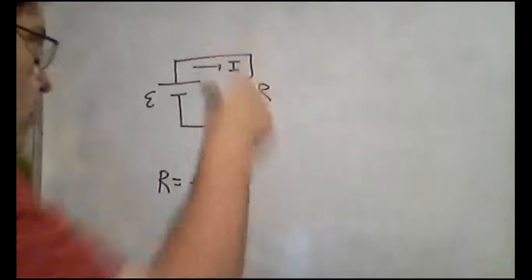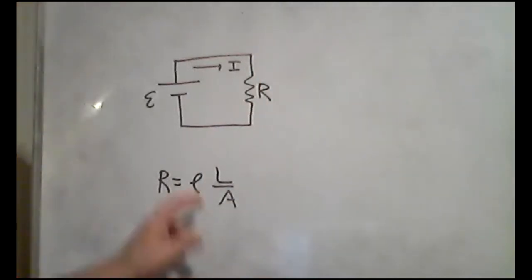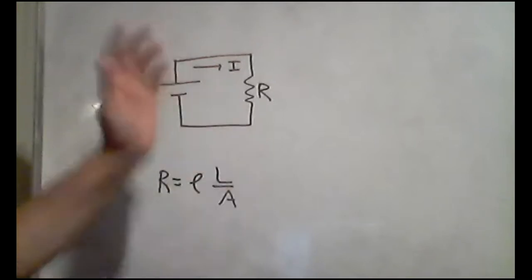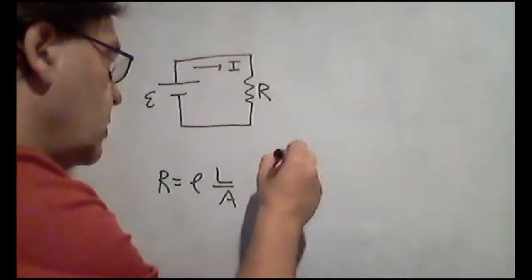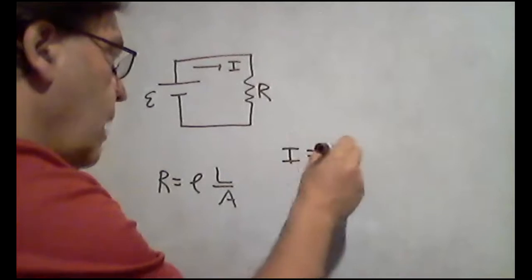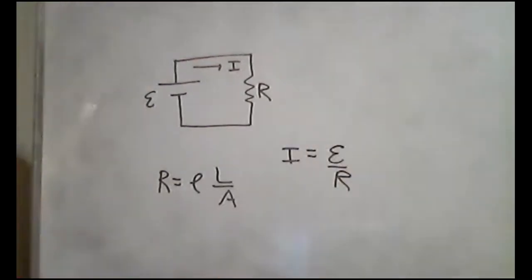I'm not changing the material of the circuit. The resistivity is the same, and I'm not changing the resistor at all. I pick a resistor off the shelf and look at it: you are 100 ohms or you're 250 ohms. Irrespective of what circuit I plug it into, the resistance is not going to change. But the current will, because the current is epsilon over R. So if I change the battery, I'll definitely change the current, not the resistance. Resistance is a constant, but I will change the current.